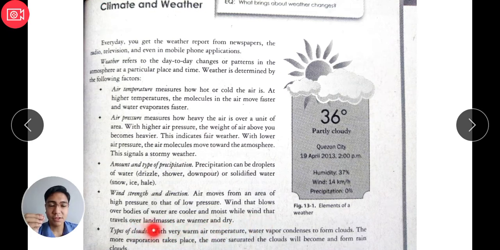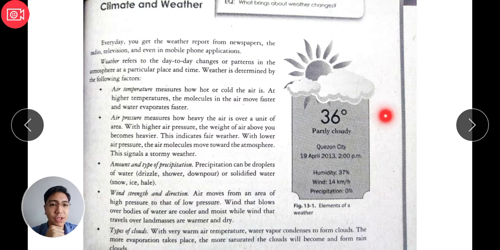So the type of clouds, lastly, the type of clouds also affect the weather of an area. So with warm air temperature, mas mainit yung air temperature, water vapor condenses to form clouds. We know that in the process of the water cycle, evaporation and then condensation to form clouds. So the more evaporation takes place, the more saturated the clouds will become and form rain clouds. So makikita natin dito, of course, kapag nag-evaporate yung liquid sa taas, emits a cooler air, it will condense, and then after it becomes saturated, hindi na kayang i-hold ng clouds natin, then yun na, magpre-precipitate na siya.